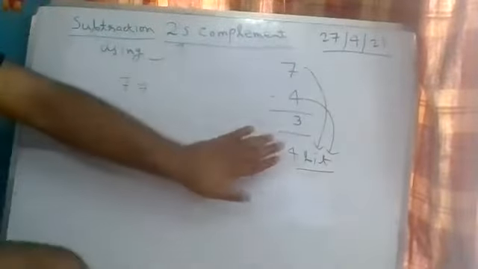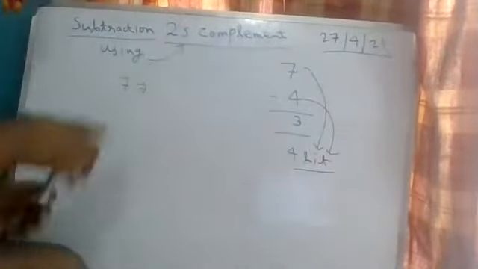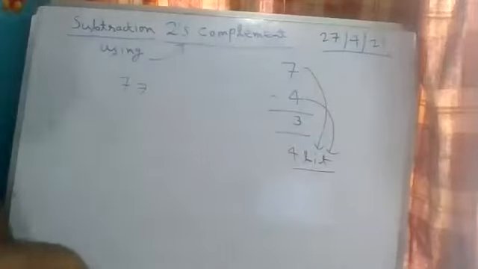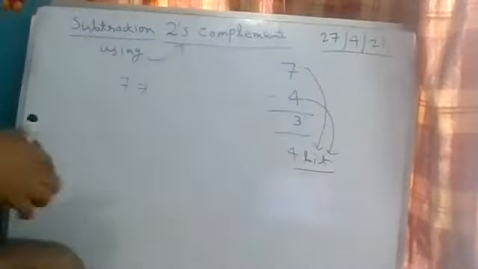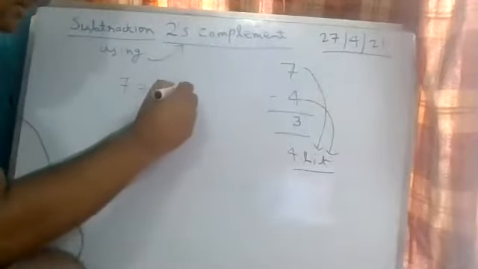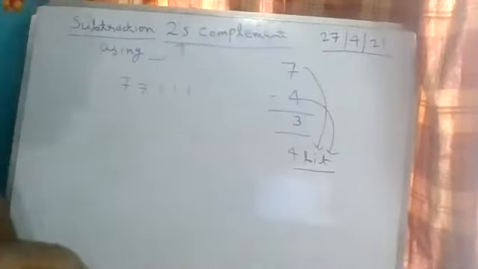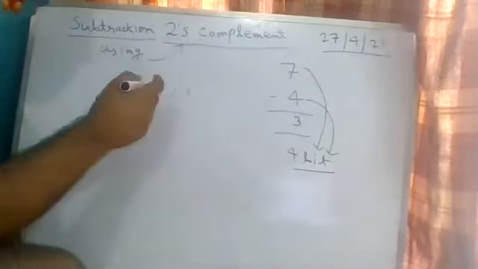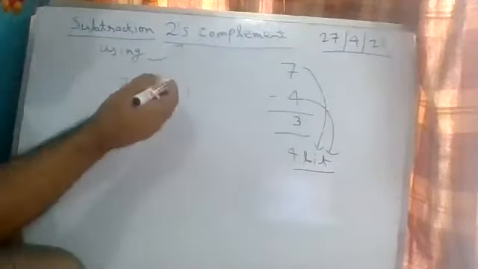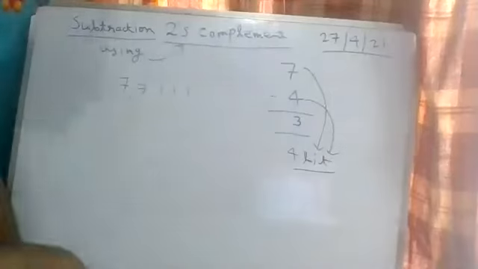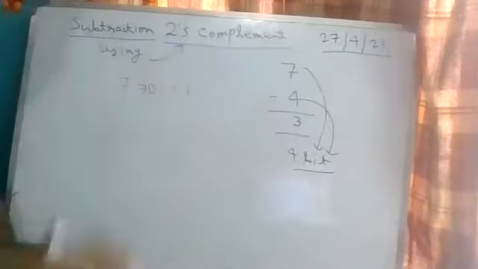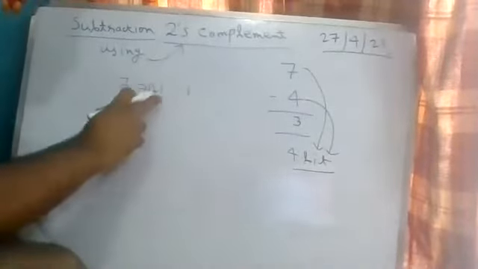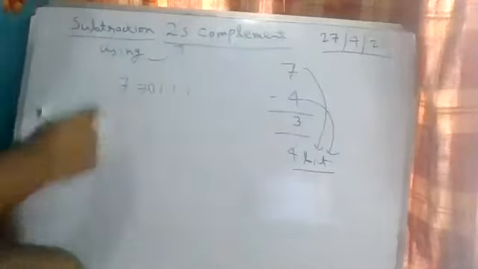Suppose we assume it as a 4-bit system, so 7 will be converted into corresponding 4 bits. Can anyone tell me what is the binary representation of 7? 1, 1, 1. So if we convert this 7 into its corresponding 4 bits, where should we add the extra 0, right hand side or left hand side? Left hand side we have to add 0. 0, 1, 1, 1. That is our objective.